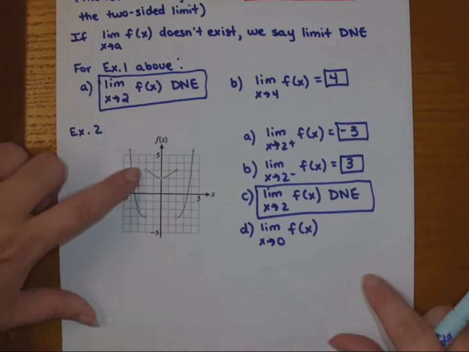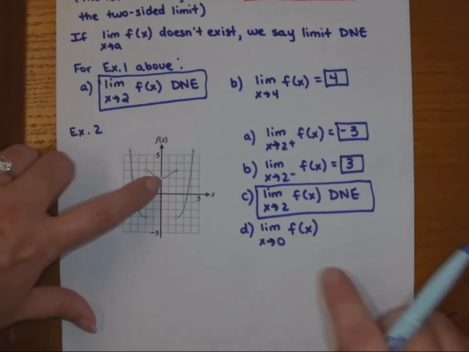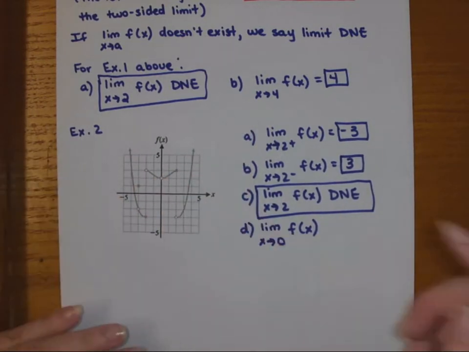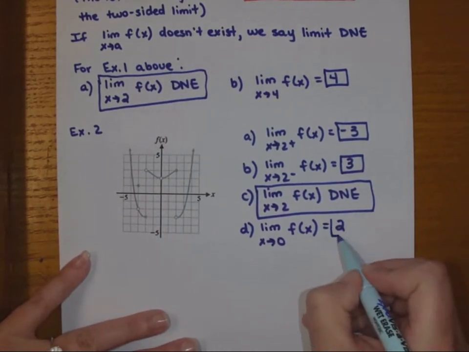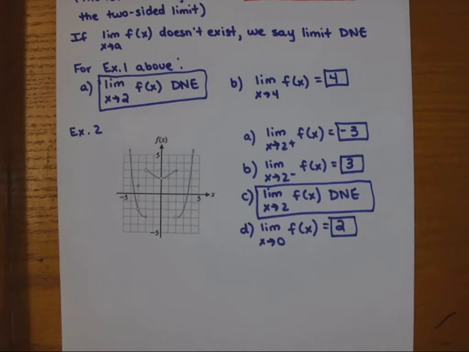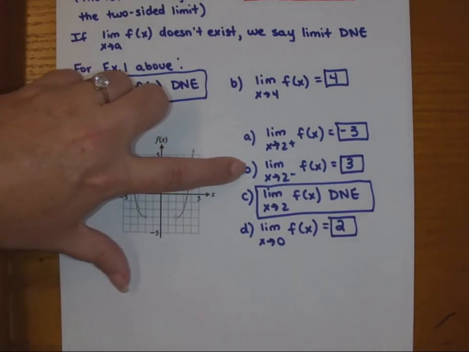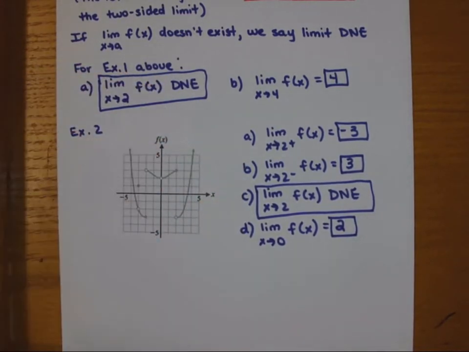And notice I do, right? If I come from the left, I get close to this y value. If I come from the right, I get close to this y value. So the limit does exist, and the answer is 2. Okay, so these two are one-sided limits, these two are two-sided limits.